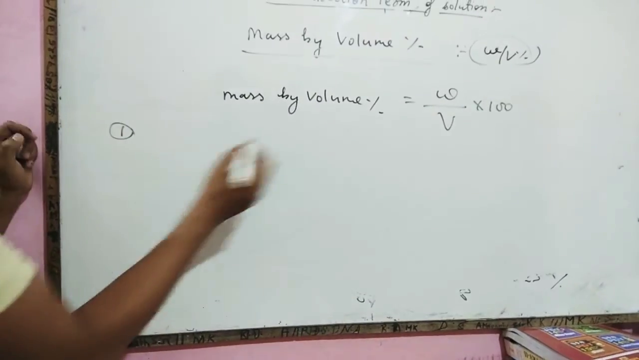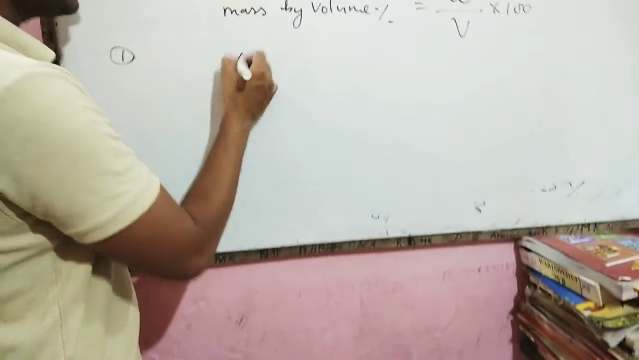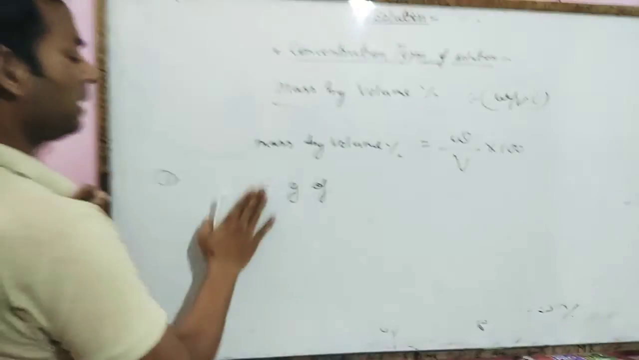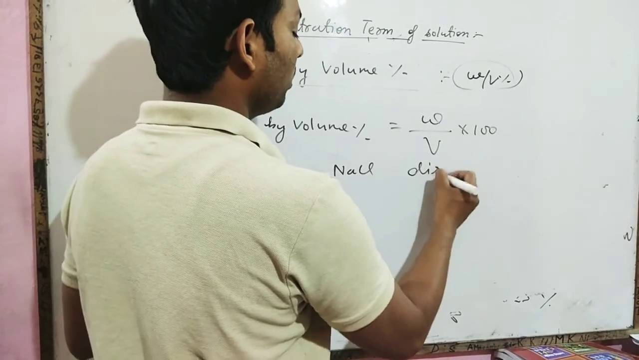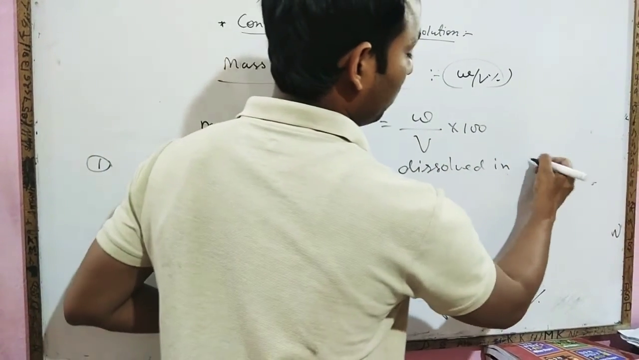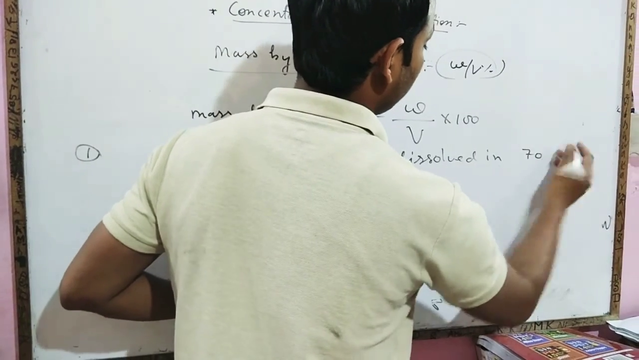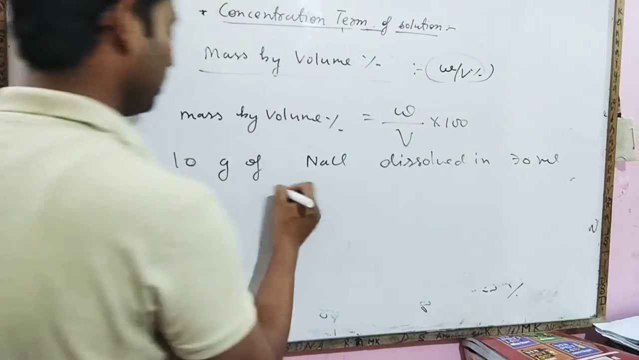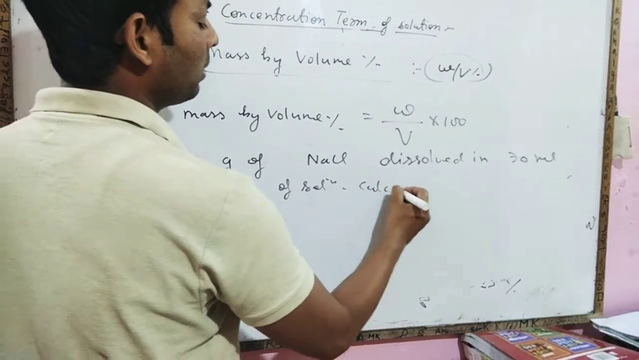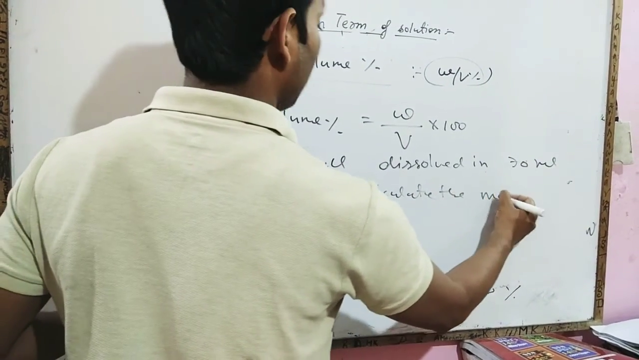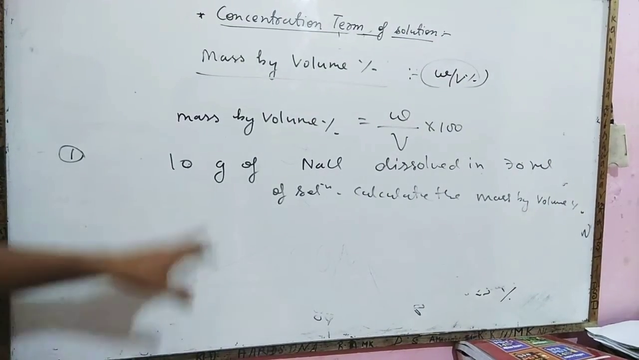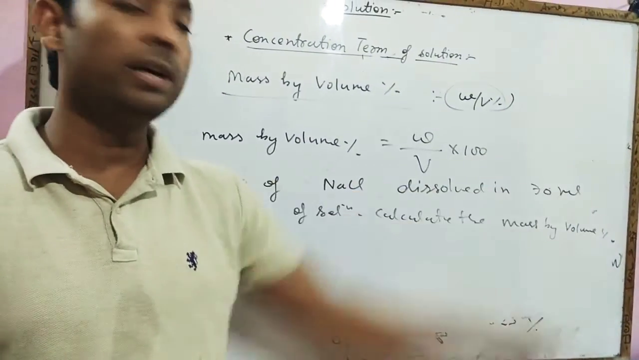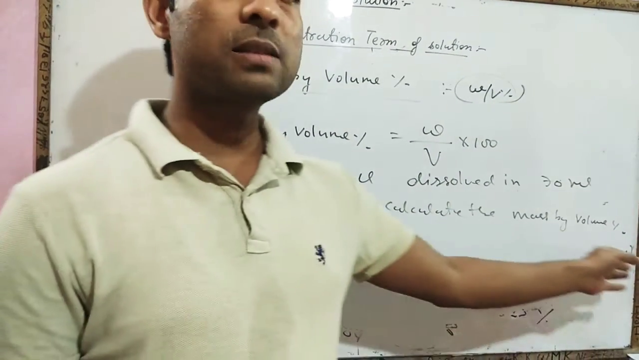By this formula also we can do many questions. I have the first question: 10 gram of NaCl is dissolved in 70 ml of solution. Calculate the mass by volume percentage. It is very simple. 10 gram of NaCl is already dissolved in 70 ml of solution.